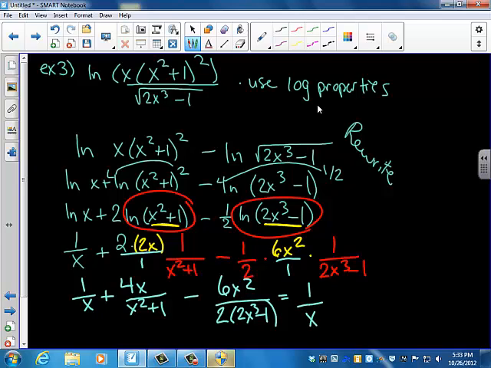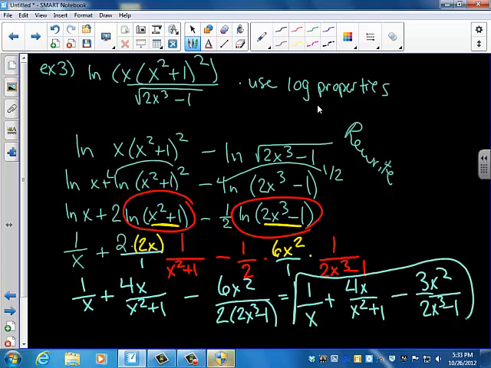So my answer is 1 over x plus 4x over x squared plus 1 minus 3x squared over 2x cubed minus 1. There you go. That is your answer. That is your derivative.